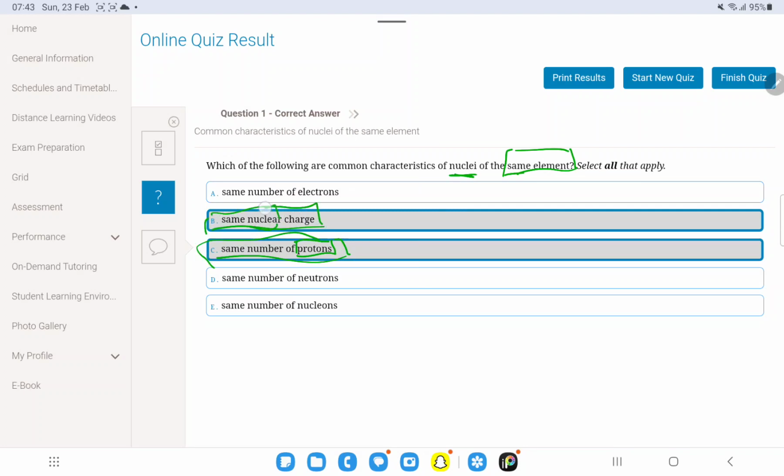The charge of the nucleus, not the whole thing. Same number of electrons can change. Same number of neutrons, they can change too. Same number of nucleons? No, because nucleons depend on the neutrons and protons.